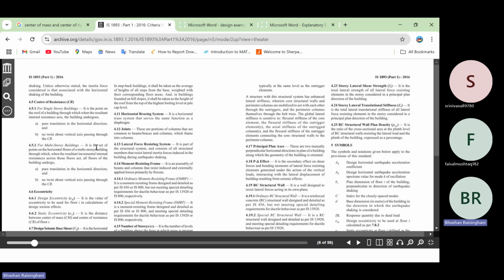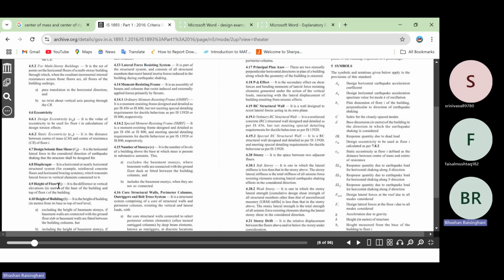For a multi-story building, it is a set of points on the horizontal floors of a multi-story building through which, when the resultant incremental internal forces across the floors act, all floors of the building undergo pure translation, either X or Y, in the horizontal direction, and no twist about the vertical axis occurs. There is no twist acting at this particular point. Okay, so that is CM and that is CR.